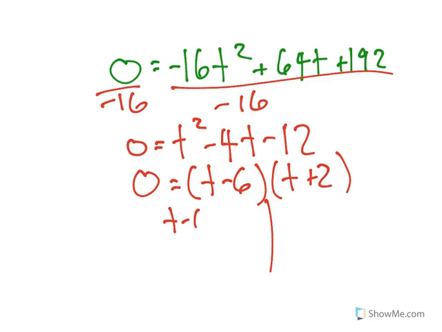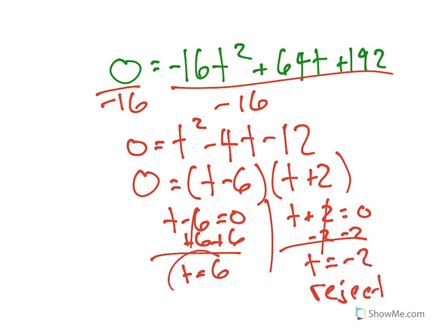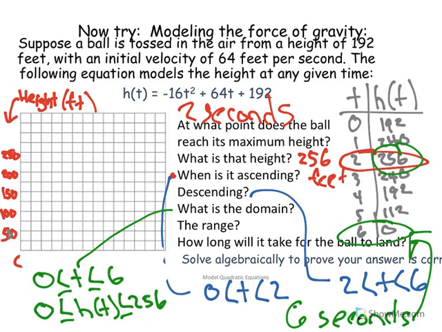Now I'm going to split it up. I get t minus 6 equals 0 and t plus 2 equals 0. So I get t equals 6. And of course, I'm going to reject my negative solution because time cannot be negative. And as we showed in our table, and as we would have seen if I would have had space for my graph, it's going to take us 6 seconds for the ball to hit the ground.